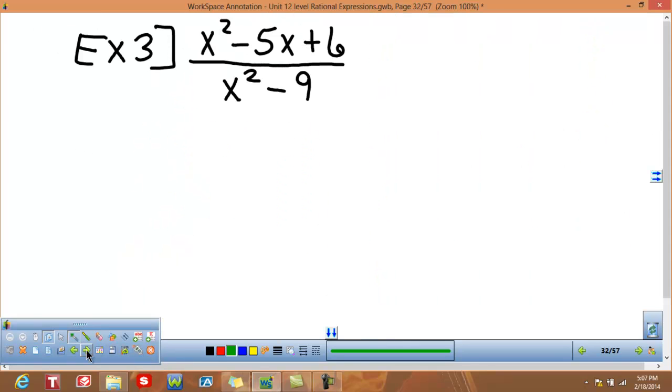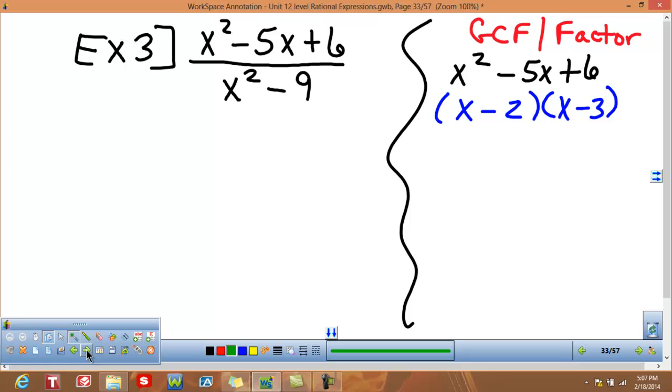Example 3. The first thing we need to do is take out the greatest common factor. There is not a greatest common factor. Because there is a 1 in front of the x squared and there are 3 terms, we just do target product, target sum. x minus 2, x minus 3 are my factors.